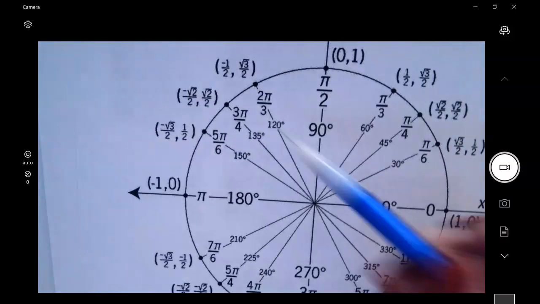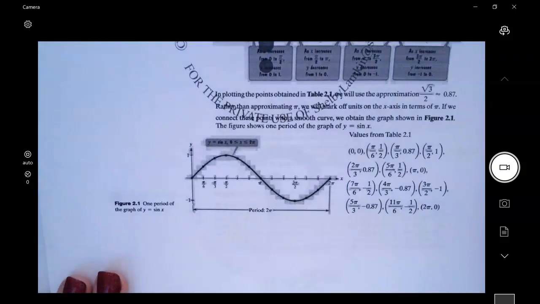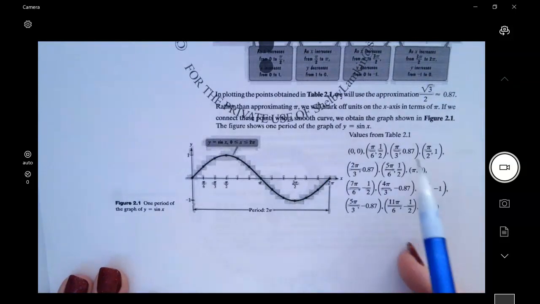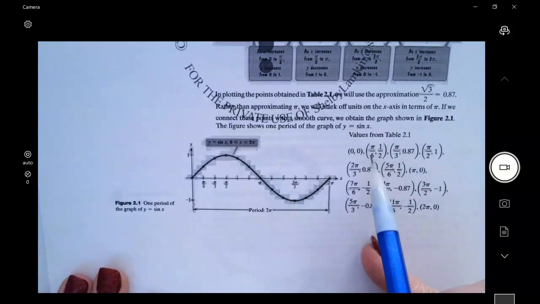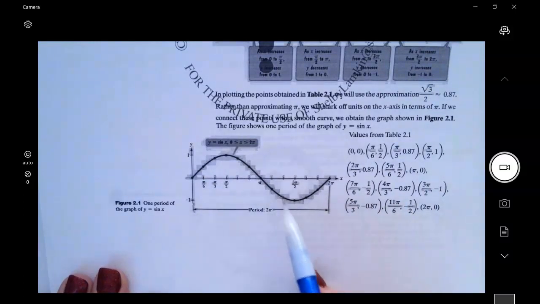But anyway, they have gone through. These are the values on the unit circle. And they have found the value of the sine, which is the y value, for each of those critical points around the unit circle. And they've made us a graph. And they go on down here and they say, okay, if you use each of those as an ordered pair, the location on the unit circle and the y value for that particular location, if you plot them, you see that it makes this nice curve.